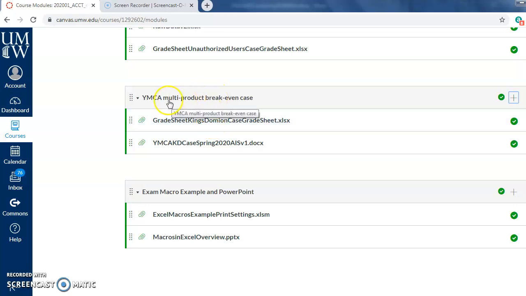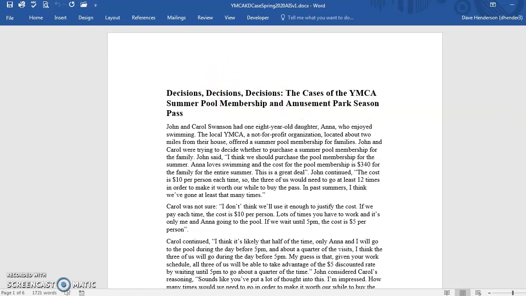That's right up here, your YMCA multi-product break-even case. That is posted up on Canvas. This is your grade sheet that you can take a look at, and then this is your case. I'm going to go ahead and talk about the actual case itself right over here. I think the grade sheet you can kind of figure out. But let's go ahead and look at the case. And so in this lecture video, I'm just going to give an overview of the case.